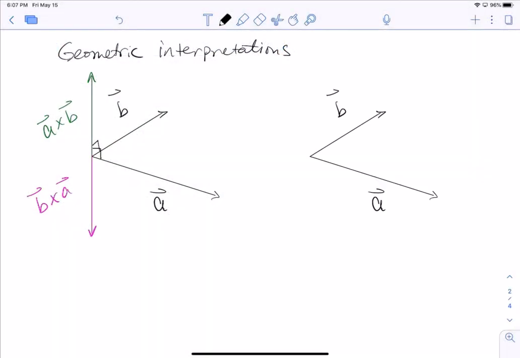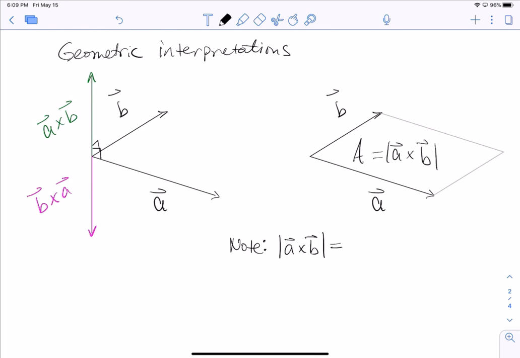For another geometric interpretation, consider the vectors A and B and the parallelogram formed by A and B. The area of the resulting parallelogram will be the magnitude of A cross B. While we're considering the magnitude of A cross B, let me include a little note here. Through an involved algebraic process that is in textbooks, the magnitude of A cross B is the magnitude of A times the magnitude of B times the sine of the angle theta between A and B.